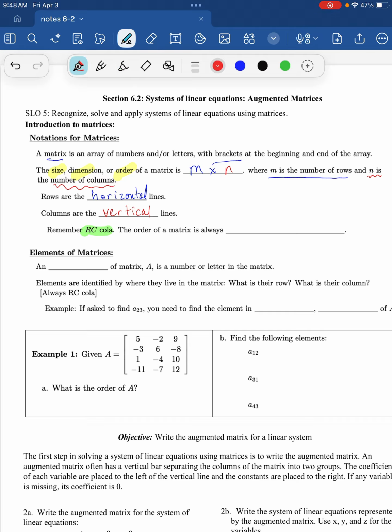The order of a matrix is always a number for the rows, then X for by, and then columns.